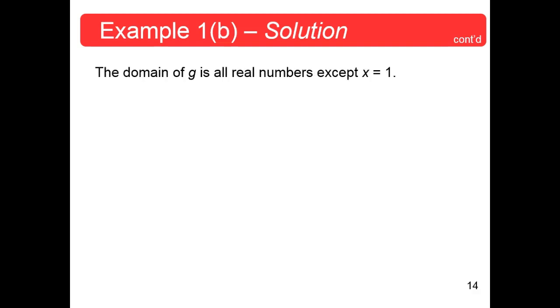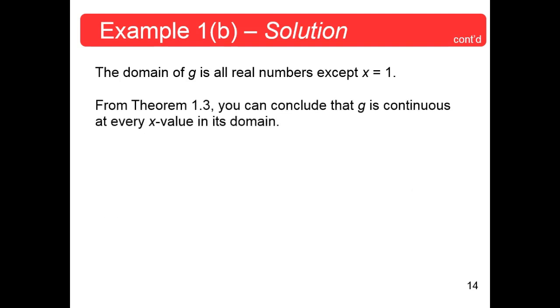Okay? So here is the B part. The domain of g is all real numbers except x equals 1. We already said that. Now, the question is, therefore, it has a discontinuity at x equals 1. What kind of discontinuity? Well, from that theorem again, you can conclude that g is continuous at every x value in its domain. Well, x equals 1 is the only part that's excluded from the domain.